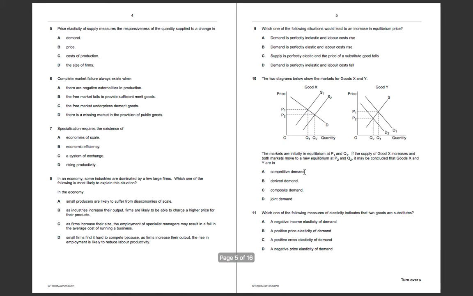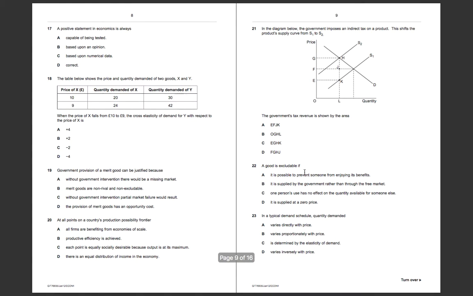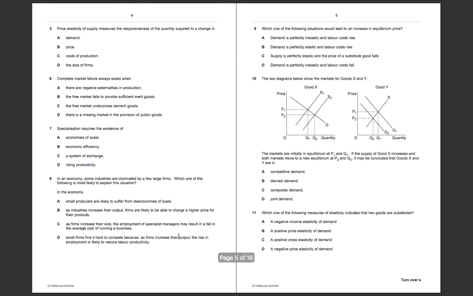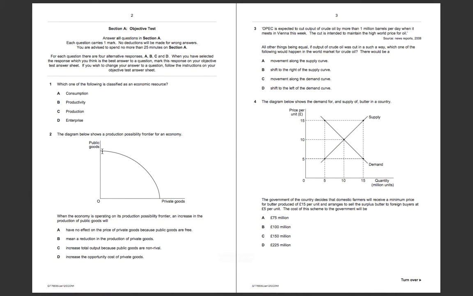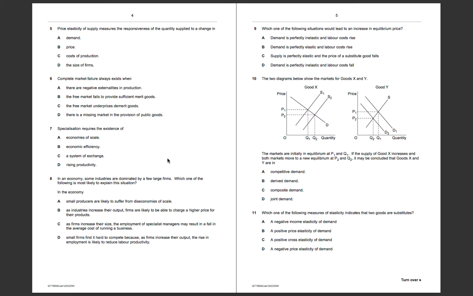Okay, let's skip through to question 20 now. So question 20, at all points on a country's production possibility frontier, so we were just looking at a production possibility frontier, and let's just have a look back at that. So we're looking at the question's asking us something about all points on the curve itself. So what's going to happen at all points on the curve? So we're excluding points within the curve or points outside of the curve.